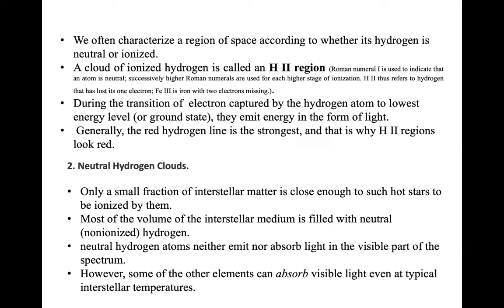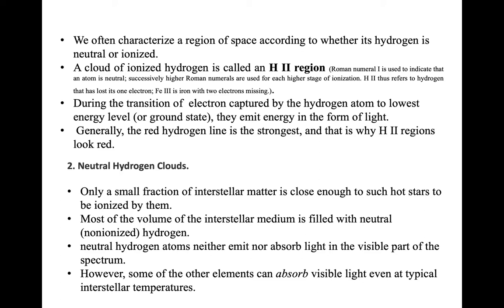I will stop talking about these things, because if I go on, the time wouldn't be enough. So let's move on to neutral hydrogen. Now only a small fraction of interstellar matter is actually close to these hot stars. Remember that I mentioned the stars are very far away from each other. Because of that, only a small fraction of the interstellar matter is close enough to be ionized, which means most of the hydrogen is non-ionized, so it is neutral hydrogen.